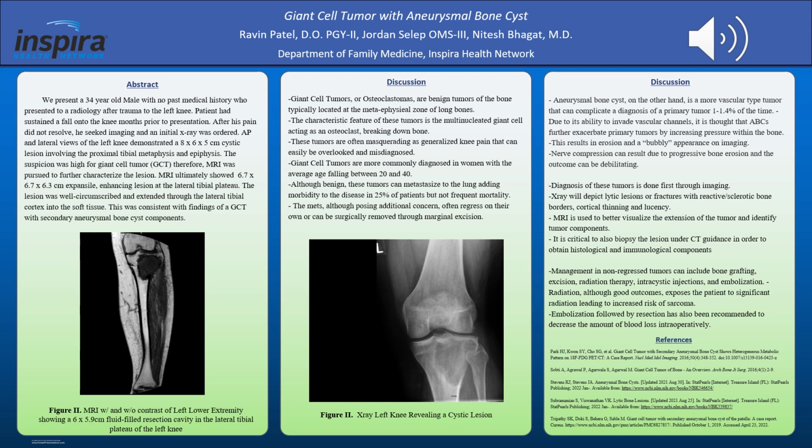So aneurysmal bone cysts, on the other hand, are a more vascular type of tumor that can complicate a diagnosis of the primary tumor a few percent of the time. Due to its ability to invade vascular channels, it is thought that aneurysmal bone cysts further exacerbate primary tumors such as giant cell tumor. So X-ray and MRI are the standard of care for diagnosing this, and management in non-regressed tumors can include bone grafting, excision, radiation therapy, intracystic injections, and embolization.